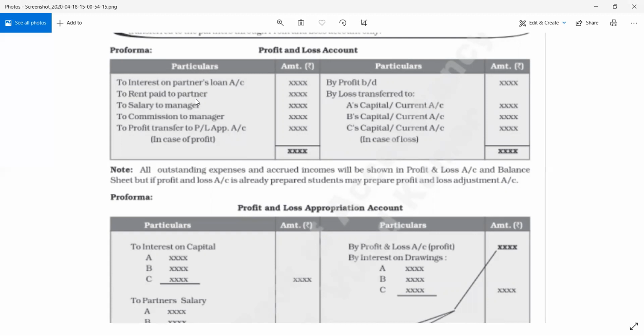So what is that? Interest on partner's loan and rent paid to partner, these are the two items related to partner which are coming in the profit and loss account, not in the profit and loss appropriation account. What are the two items? First is the interest on partner's loan, and the second one is the rent paid to partner. Okay, these are the two items. Let's come to the next one.